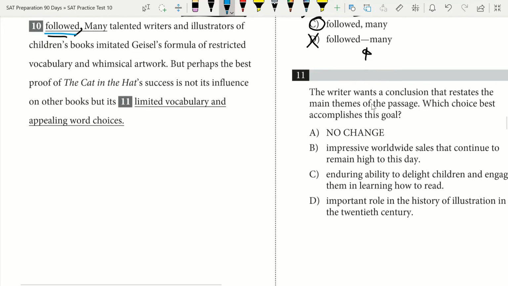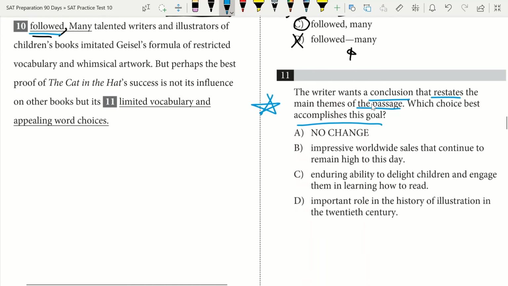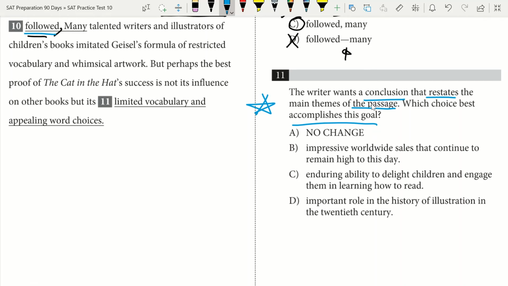But perhaps the best proof of the Cat in the Hat's success is not its influence on other books, but its... We've got the writer wanting to conclude with a conclusion that restates the main themes of the passage. Which choice accomplishes this goal? All right, well, let's think what are the main themes of the passage. The main theme of the passage here is that the Cat in the Hat has had an enduring ability to delight children and engage them in learning to read, right?